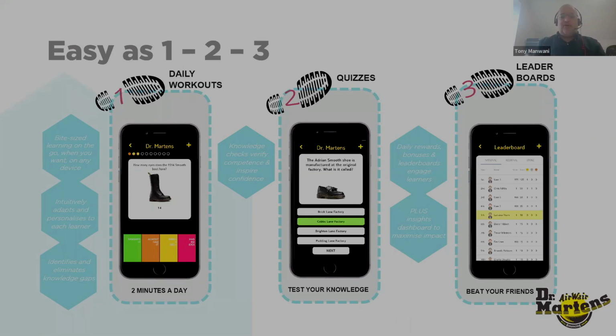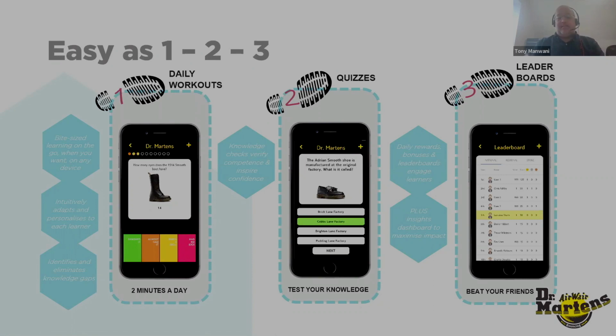So that's how it works. It's literally 2 minutes a day, just fun, 10 questions, bang, nice and simple. And then we have quizzes when they're ready, where people can choose when they think that their knowledge is at the right level, they can go in and take the quiz. There's other ways we've done that.